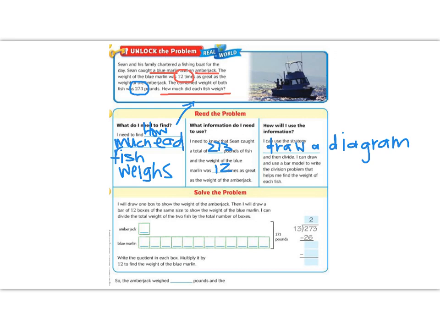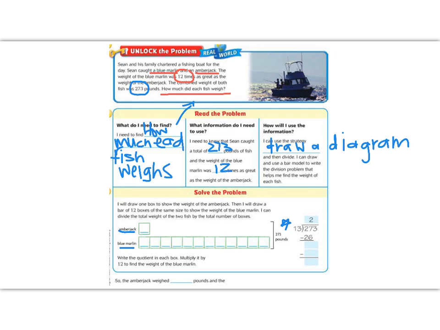Okay, so to draw a diagram, we can compare the size of each thing by drawing a number of boxes to compare them. So I will draw one box to show the weight of the amberjack, and then I will draw 12 boxes of the same size to show the weight of the blue marlin, because it is 12 times as much. So the amberjack has 1, and the blue marlin has 12 boxes. Then I'm going to divide the total by the total number of boxes. So altogether we have 13 boxes.